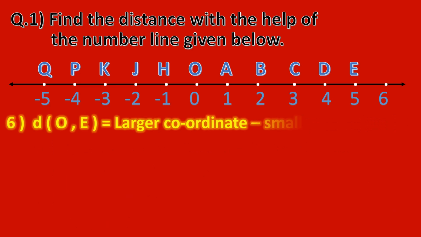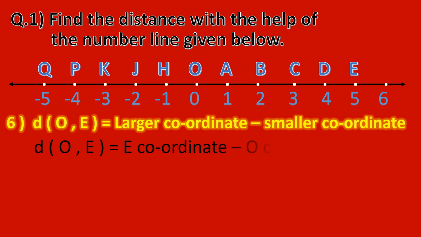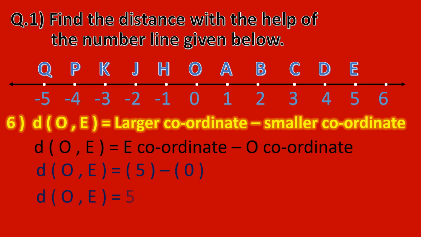Question 6 of first is distance OE. See, O is neutral and E is positive. Therefore, here E is larger and O is smaller. Therefore, distance OE is equal to E coordinate minus O coordinate. That is 5 minus 0. Distance of OE is equal to 5 minus 0. 5 minus 0 is 5. Therefore, distance OE is equal to 5.